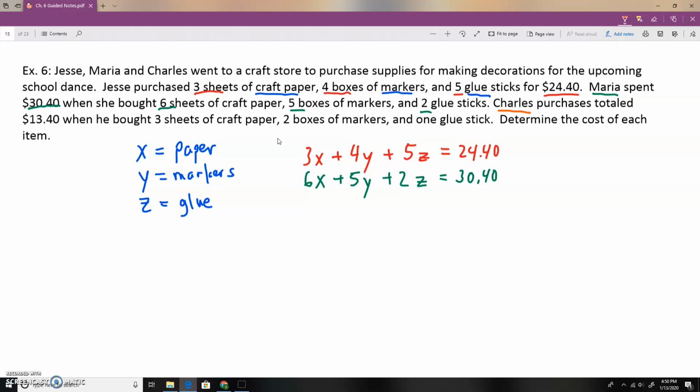And now our third equation, we've got Charles. Charles spent $13.40. He bought 3 sheets of paper, 2 markers, and 1 glue stick. So that's 3 times the cost of the paper, plus 2 times the cost of the markers, plus 1 times the cost of the glue stick is equal to $13.40. Now again, we would just punch this in the calculator like we've been doing, get our values for X, Y, and Z, and that would be our cost for the papers, markers, and glue.